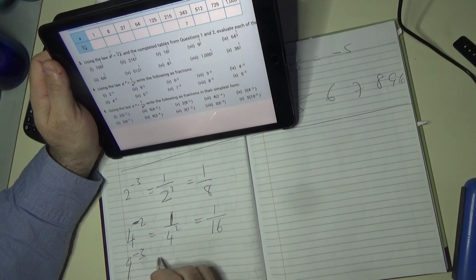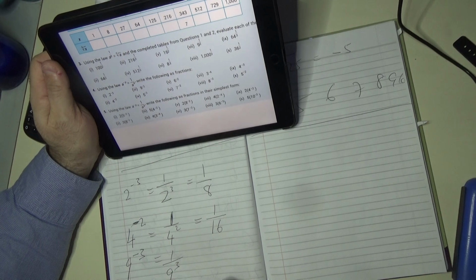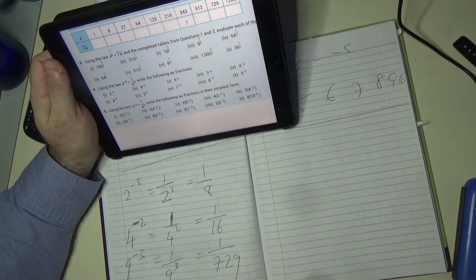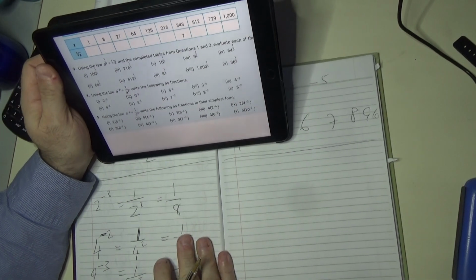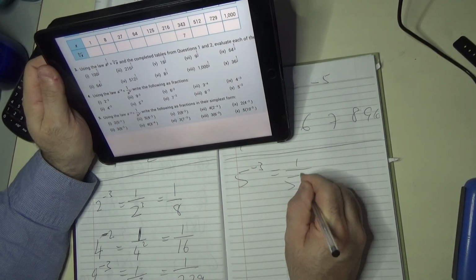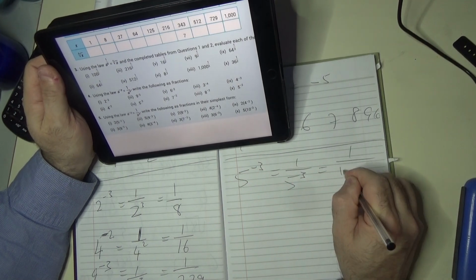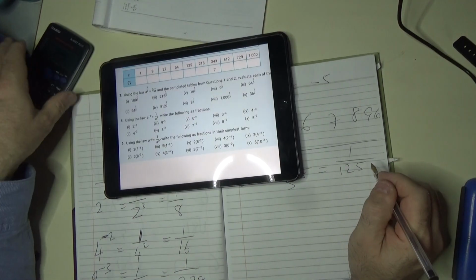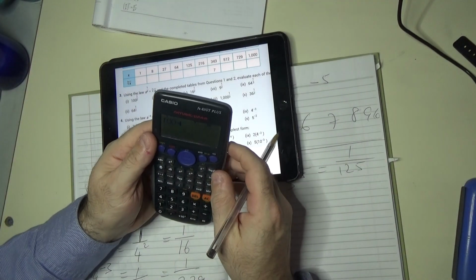9 to the negative 3 equals 1 over 9 to the positive 3 equals 1 over 729. 9 cubed is 729. 5 to the negative 3 equals 1 over 5 to the 3 equals 1 over 125. You can check any of these you like on your calculator.